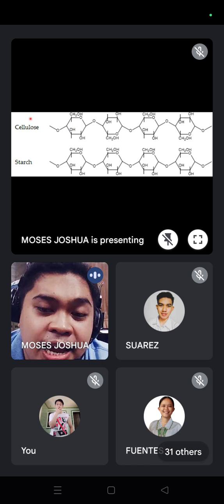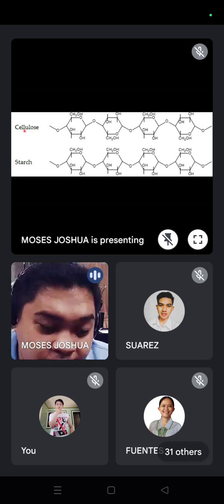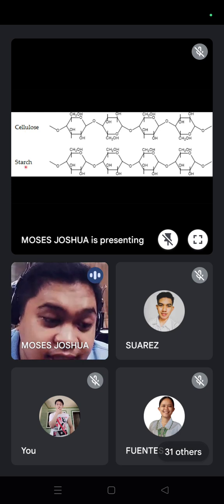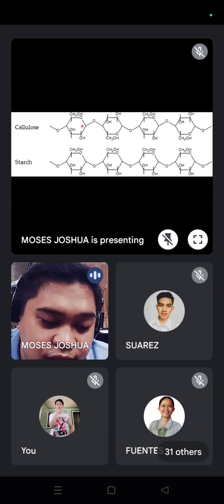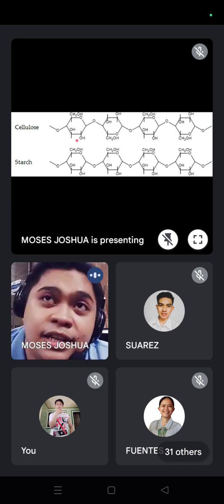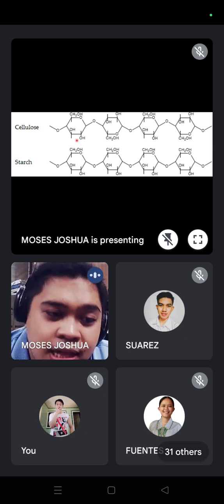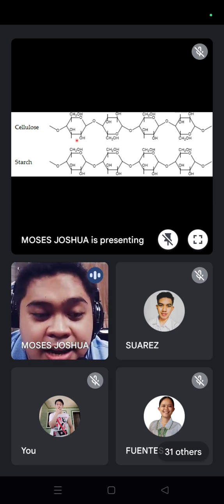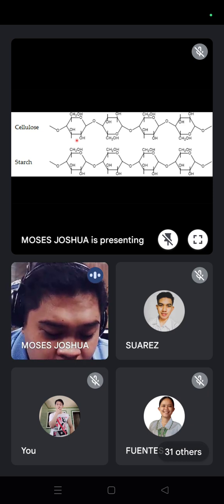So we have here examples of the polysaccharides. So we have the cellulose and the starch. So again, cellulose, dili siya an oligosaccharide because it is obviously a polysaccharide; it contains several thousands of monosaccharide.